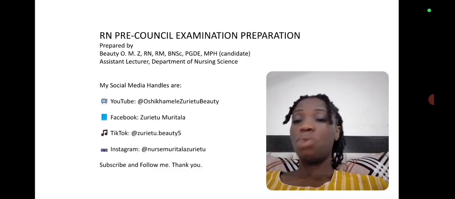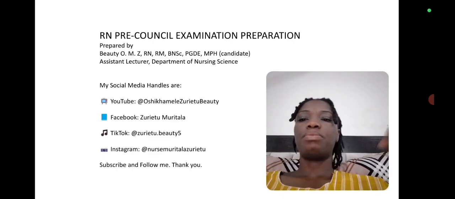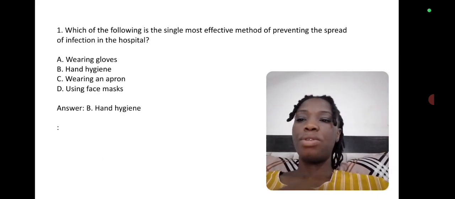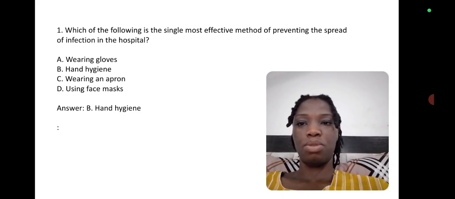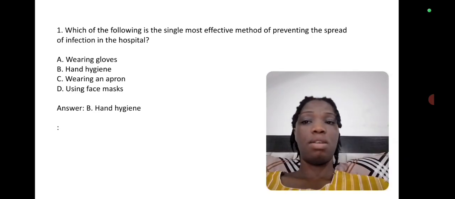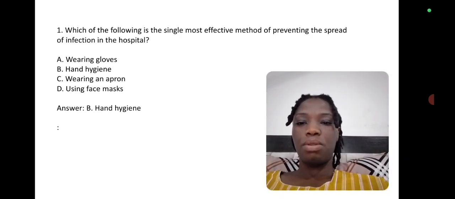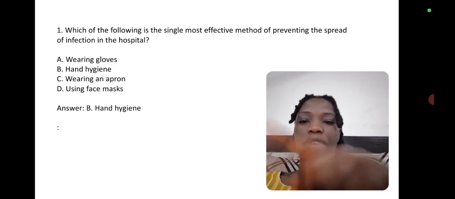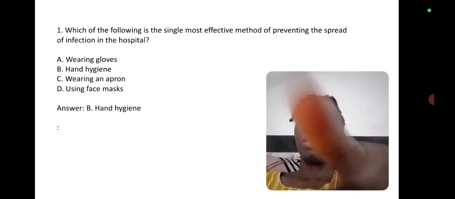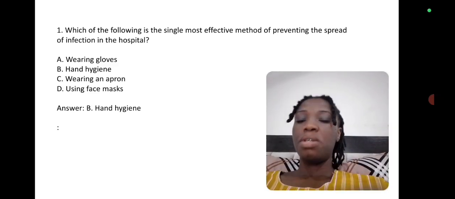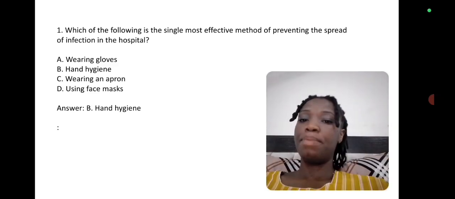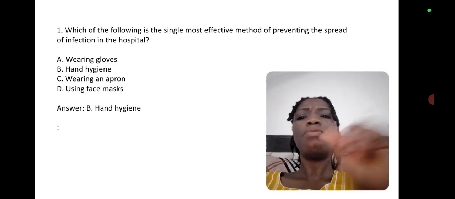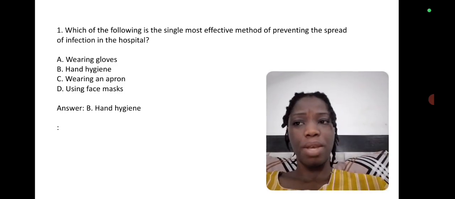So we'll be running through 40 questions. So let's start. Question 1 says, which of the following is the single most effective method of preventing the spread of infection in the hospital? When you see a question, there are keywords. The keyword here is single most effective. Preventing the spread of infection in the hospital is IPC. They now said which of them is the single most effective way.